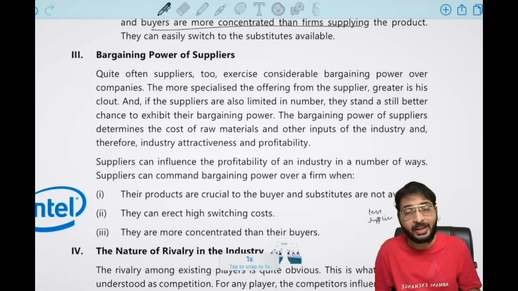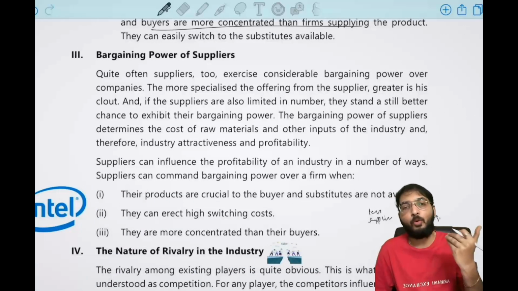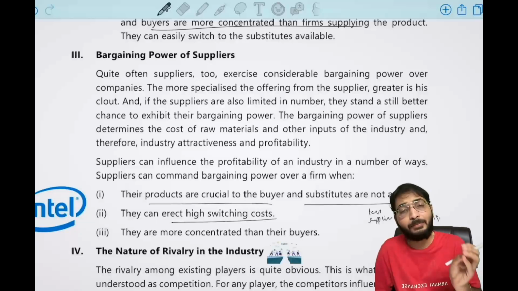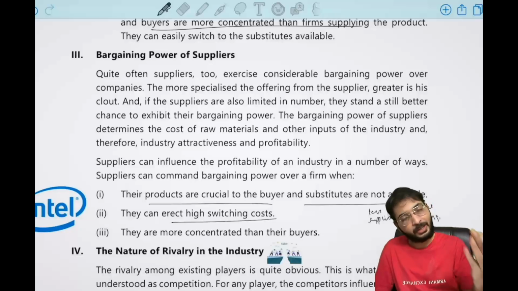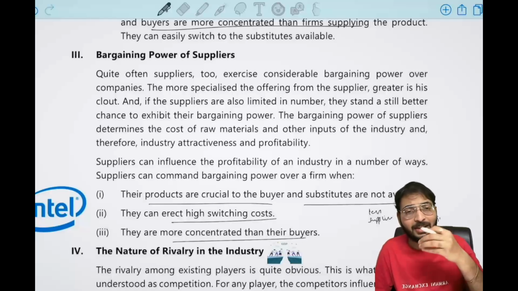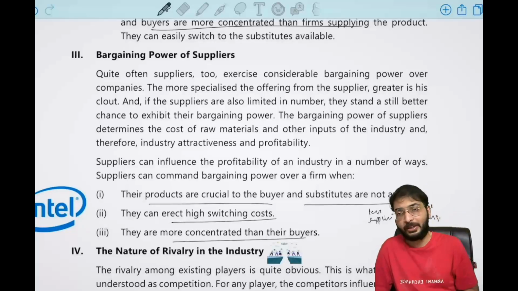And second, when there are less number of suppliers and more number of buyers, the products are crucial to the buyer and substitutes are not available. Second, they can erect a high switching cost, which means for companies like Dell and Lenovo, if they are shifting from Intel to some other company, they require a higher switching cost. So what will happen? They will stay with the existing suppliers only, and the suppliers are more concentrated than buyers, which means there are less number of suppliers and more number of buyers. In these cases, what will happen? The bargaining power of suppliers will be more.